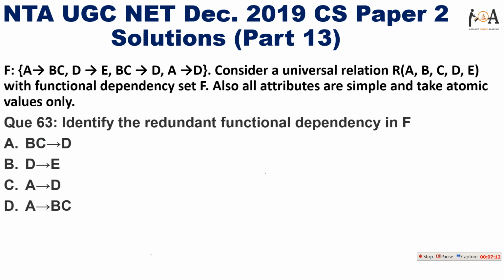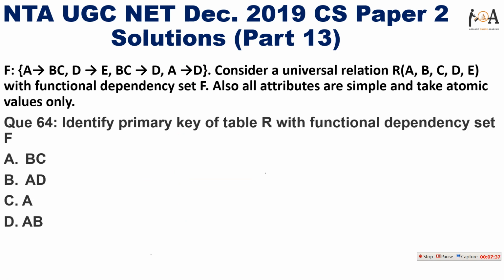Question number 63. Identify the redundant functional dependency in F. So you know A derives D is redundant here because with A derives B and C, B and C themselves can derive D. So no need to write A derives D. So A derives D is redundant. Option C is the correct answer.